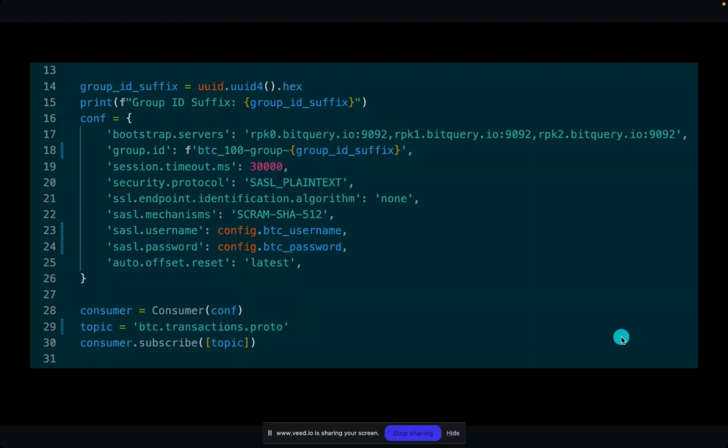First, all you need to do is set up a Kafka consumer and subscribe to the btc.transactions.proto topic. The data is in the protobuf format. We have both SSL and non-SSL endpoints for you to use.